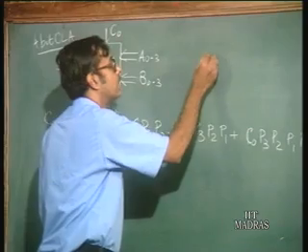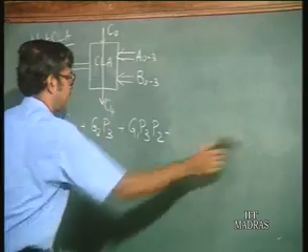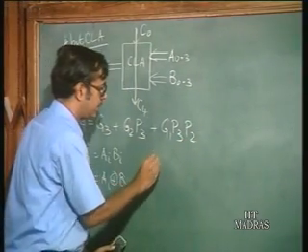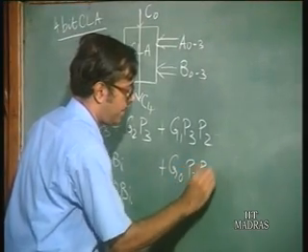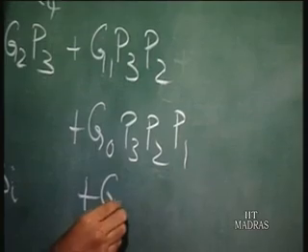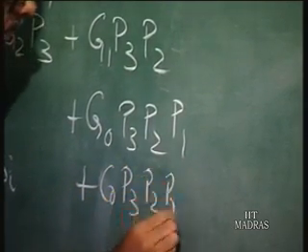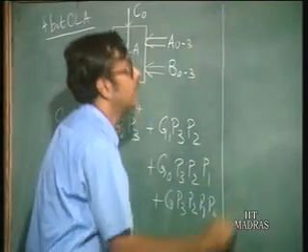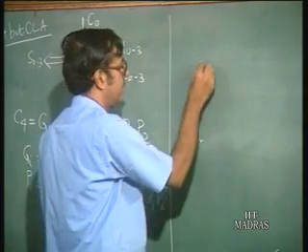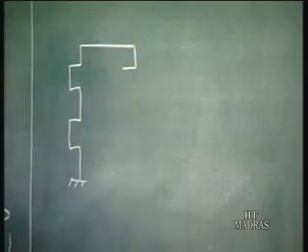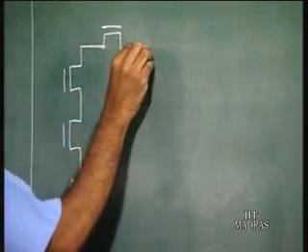So, the circuit is something like this. I will just write it like this: G0 P2 P1 plus C0 P3 P2 P1. Now, the circuit is something like this. We have MOS transistors mostly here.